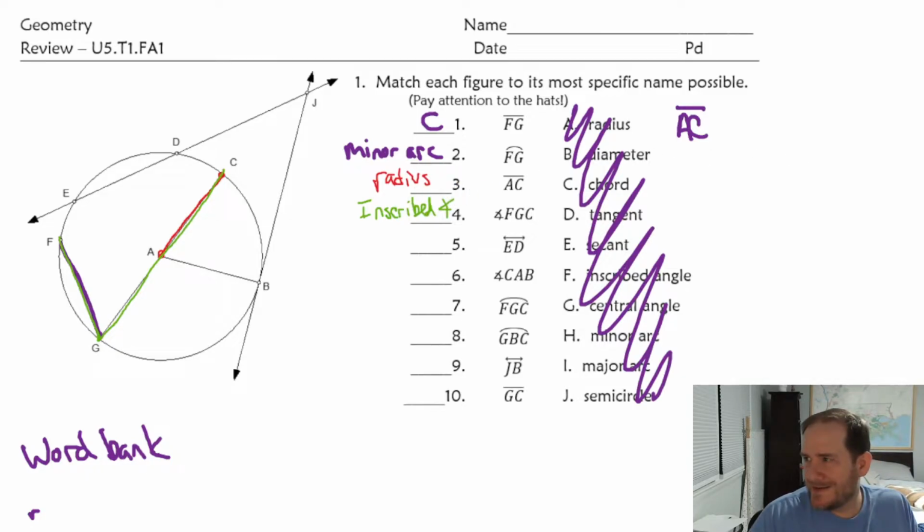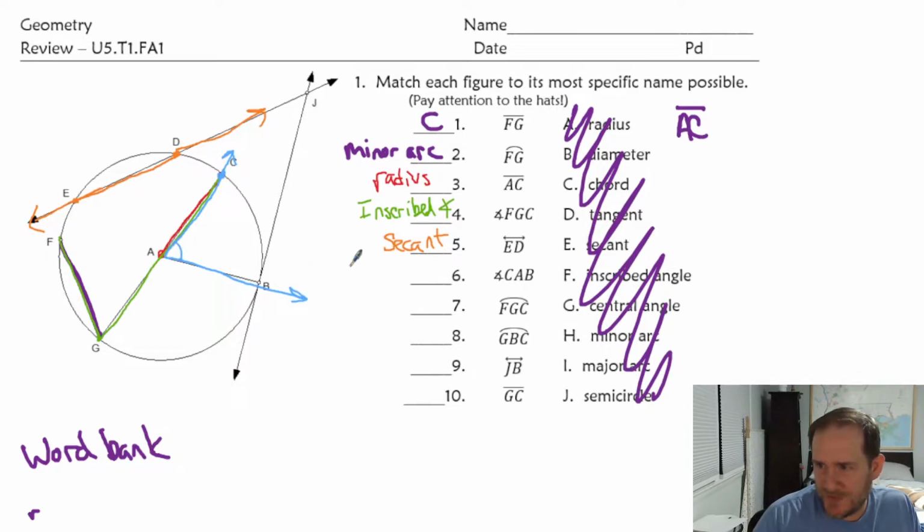And then you got ED with a line hat on top of it. So if I had said ED, the segment, you'd say chord. But since this is ED, the line, that's a secant. Angle CAB, if we go from C to A to B, then we see that's an angle whose vertex is at the center, so that's a central angle.